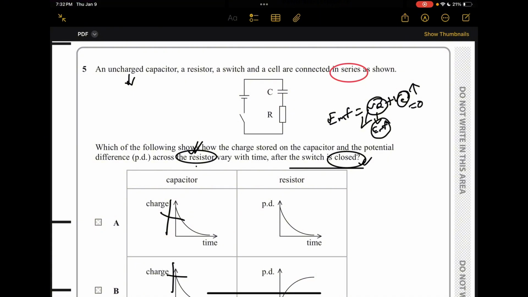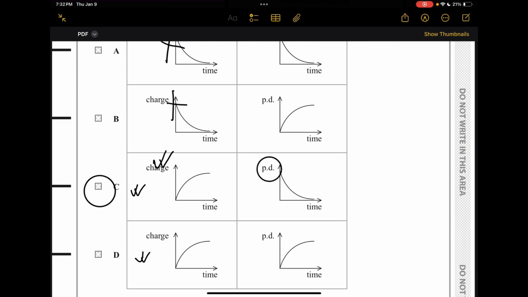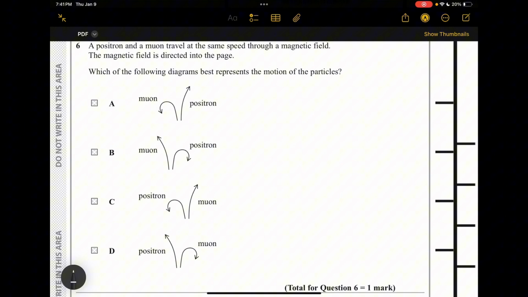So it's very important to read the resistor part, because otherwise a student would easily have given the answer as D. But no, the answer is not D. The answer is C because it is talking about the resistor.